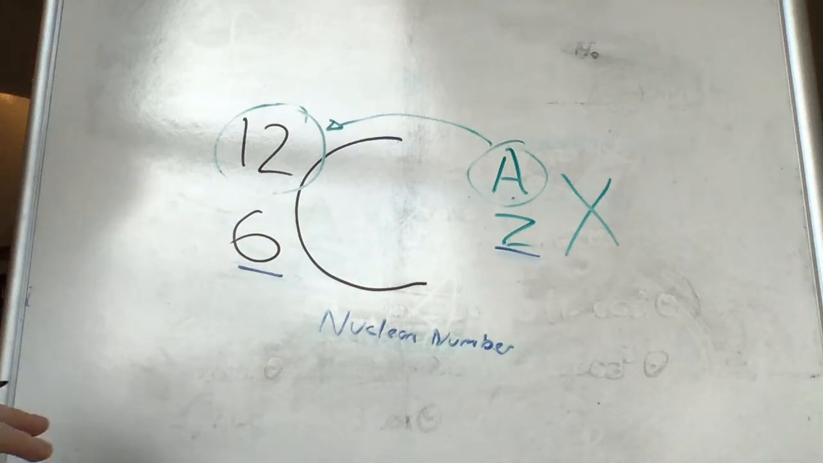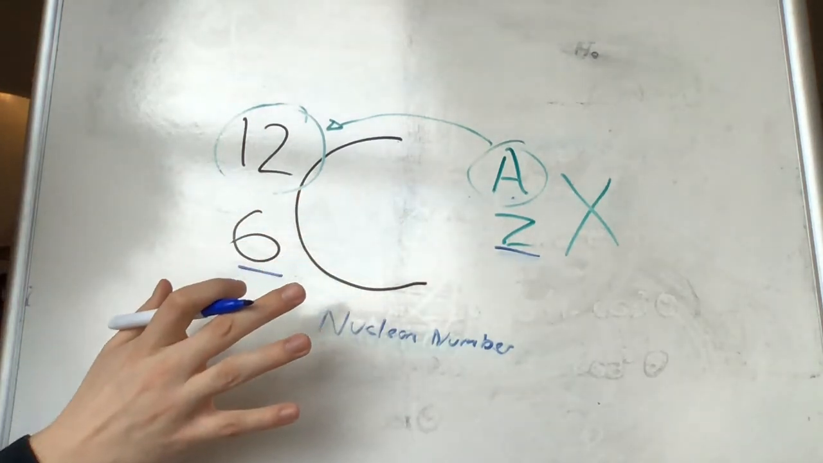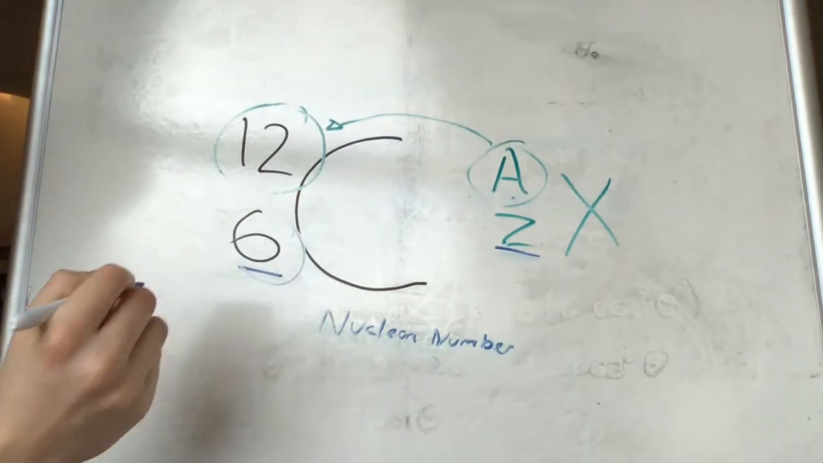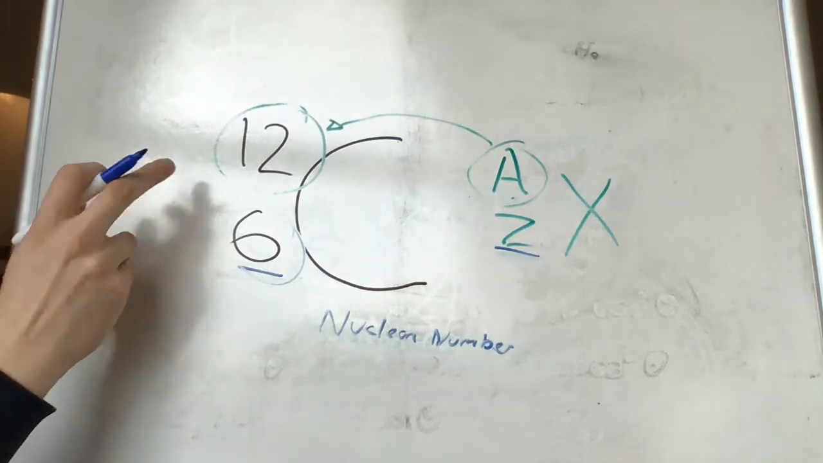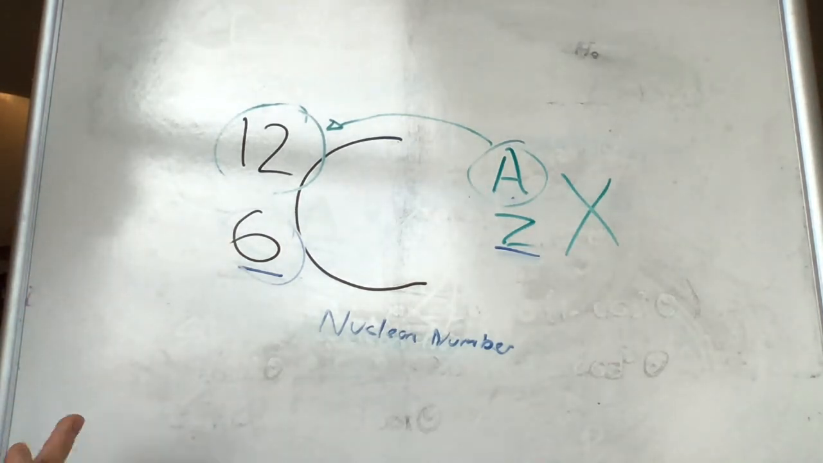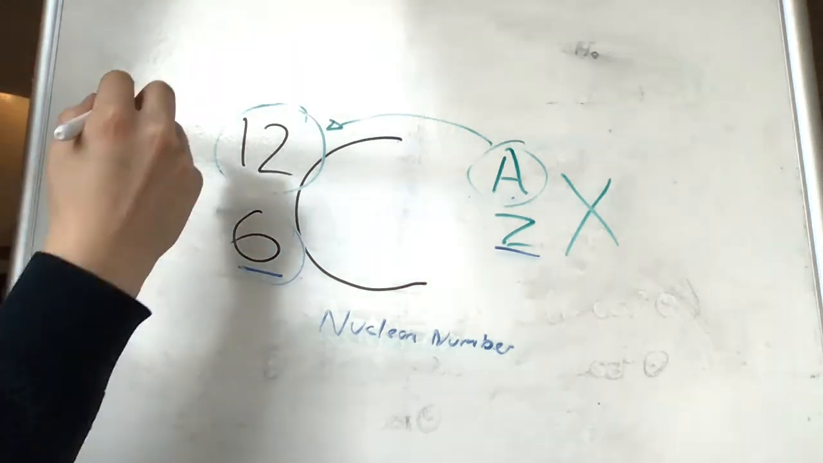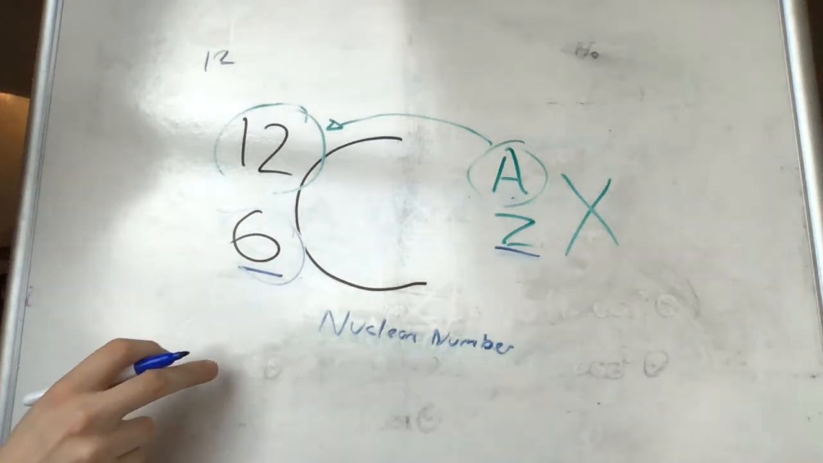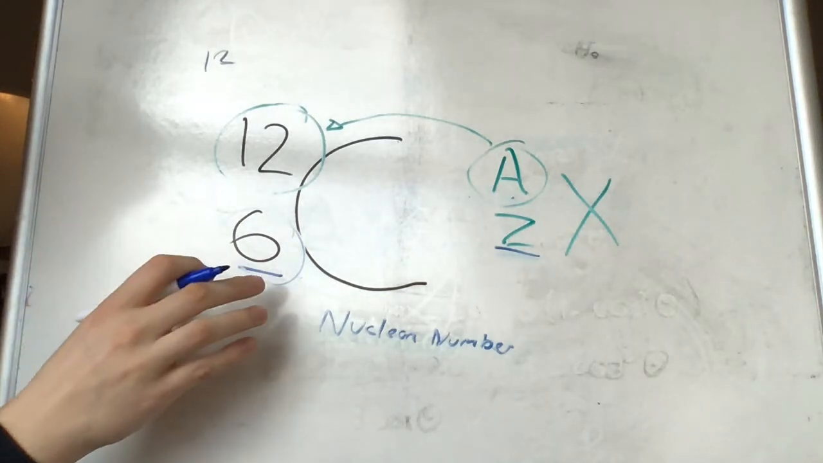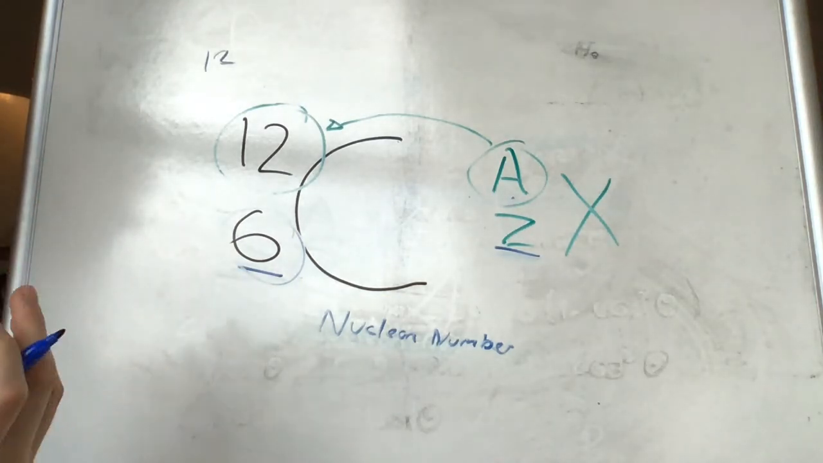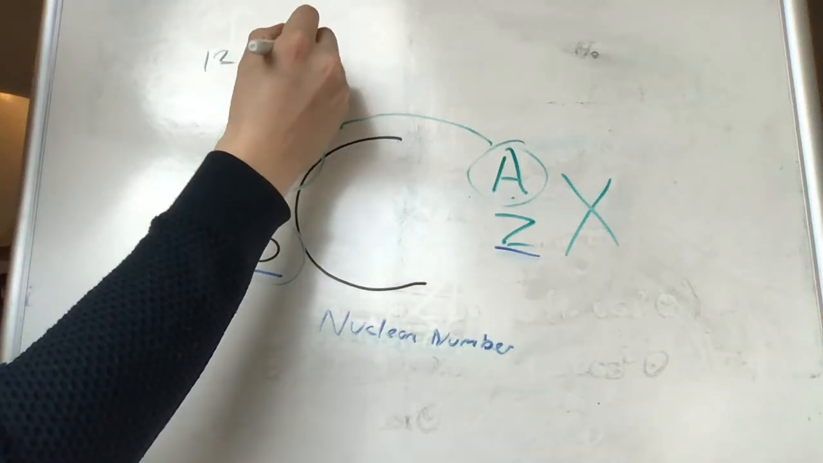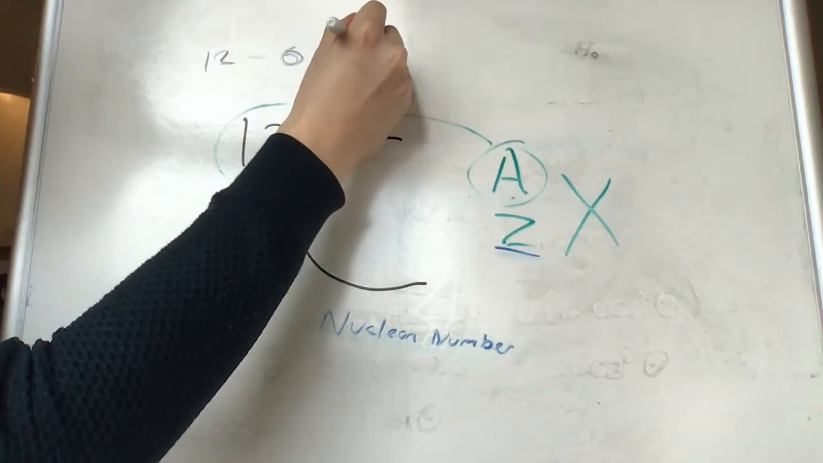So we can see, for example, in our carbon-12 that this has 6 protons here, and as this is the combined total of protons and neutrons, we know that there are also 6 neutrons in this atom too. So if 12 is our combined total, and we know there's going to be 6 protons, whatever's remaining must be the neutrons. So 12 minus 6 equals 6.